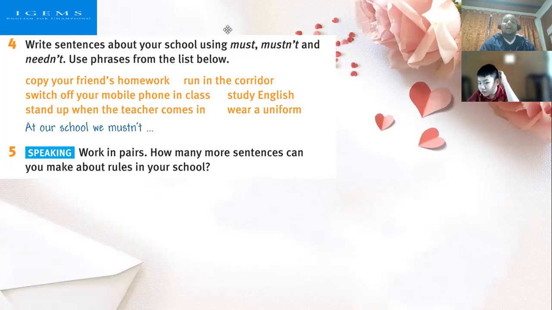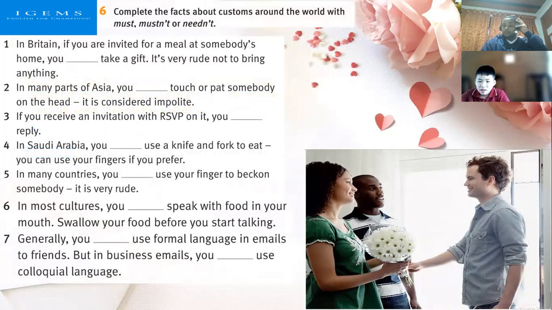Exercise number 5. How many more sentences can you make about the rules in your school? Can you tell me some sentences? You must pay attention in the class. You mustn't. Okay. You mustn't copy your friend's answers in the test, right? Yes. Okay, let me see the next one. You must wear a uniform in the class. Oh, that's already. No more. Okay.